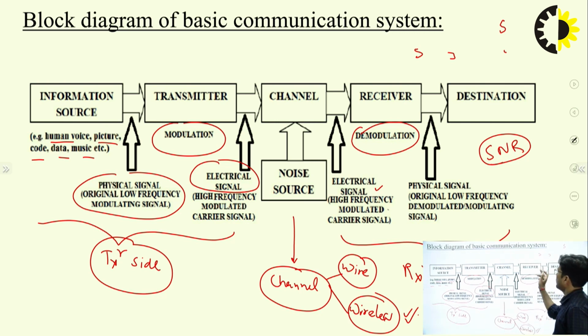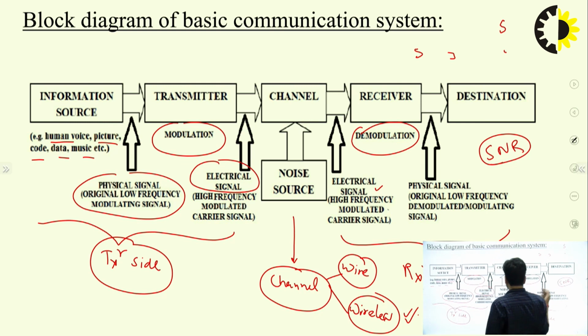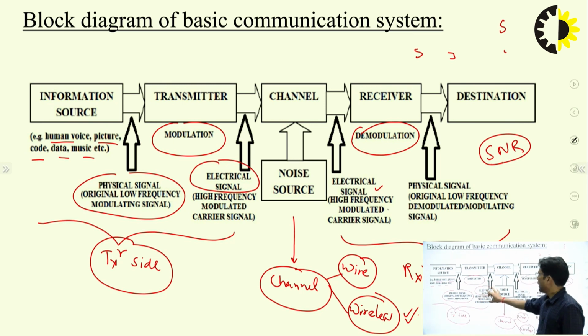So this is the basic communication system block diagram that we have here. I think this one is clear to all of you. In brief I can again tell you, at the transmitter side the main message signal, the physical signal, is converted into the electrical signal, then at the receiver side this electrical signal is converted into the physical signal, that is the main message signal. So I think this block diagram is clear to all of you.